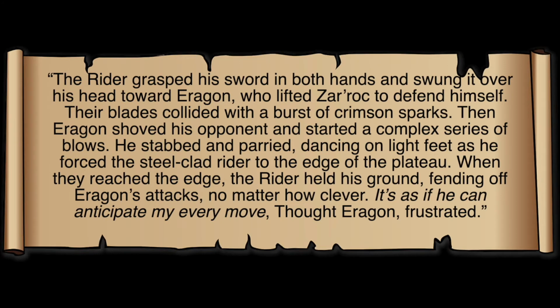Excerpt from Eldest. The rider grasped his sword in both hands and swung it over his head toward Aragorn, who lifted Zarok to defend himself. Their blades collided with a burst of crimson sparks. Then Aragorn shoved his opponent and started a complex series of blows. He stabbed and parried, dancing on light feet as he forced the steel-clad rider to the edge of the plateau. When they reached the edge, the rider held his ground, fending off Aragorn's attacks, no matter how clever. It's as if he can anticipate my every move, thought Aragorn, frustrated.